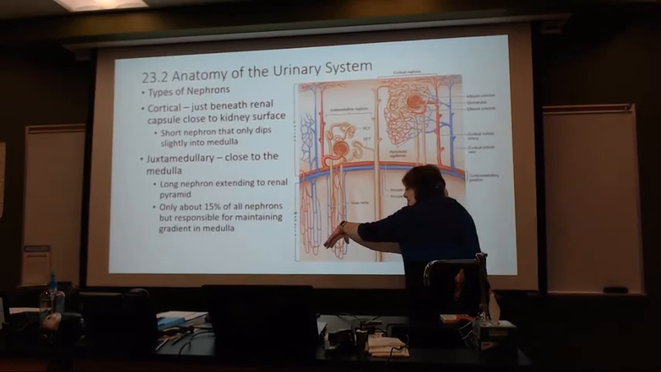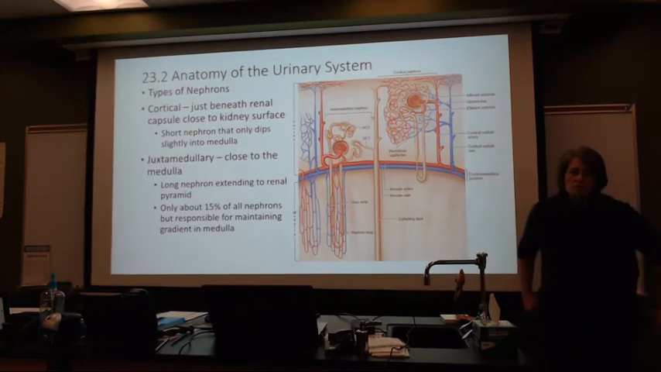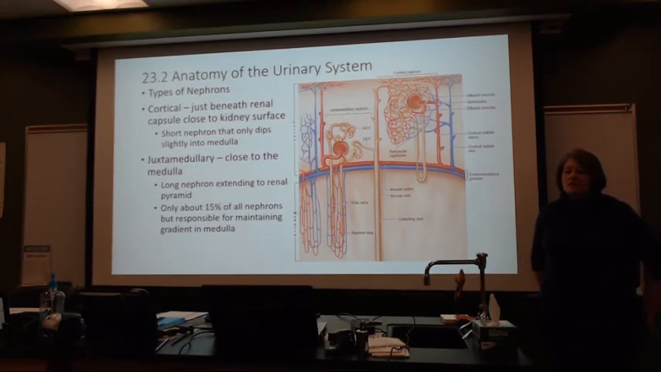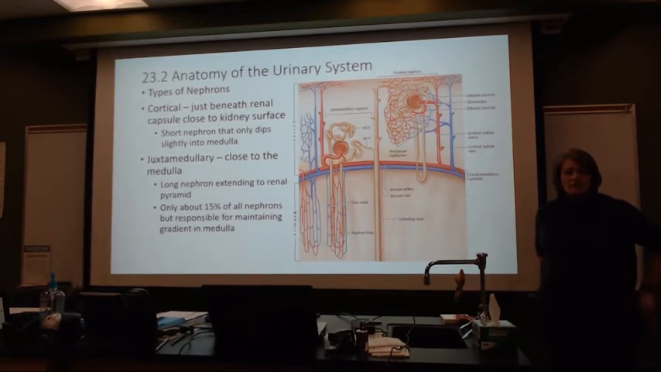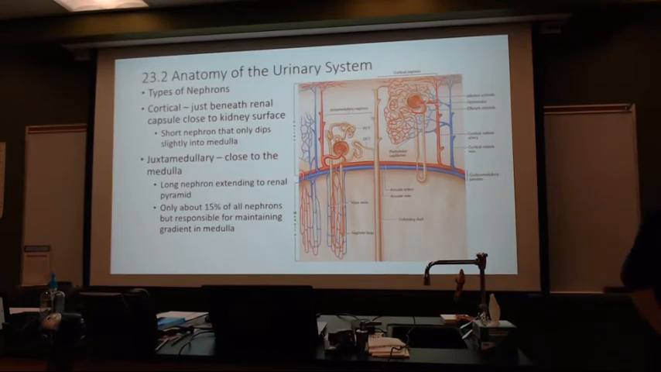They're going to help keep a gradient in the medulla, meaning salt. It's going to make that part of the medulla very salty. One of the things that the blood is high in content with is water. It's very high in water amount.